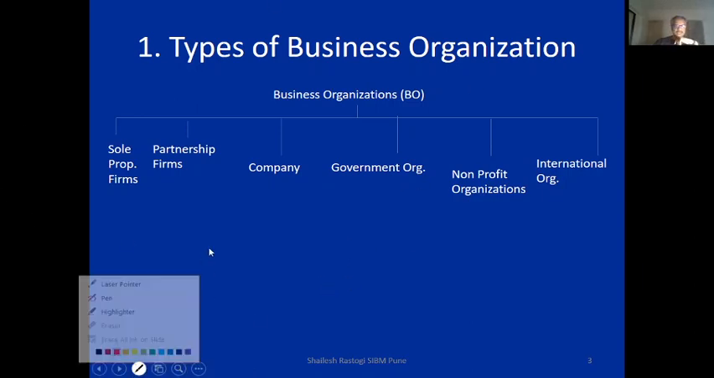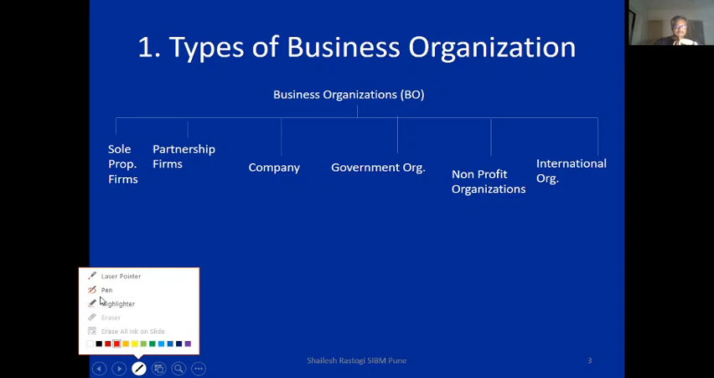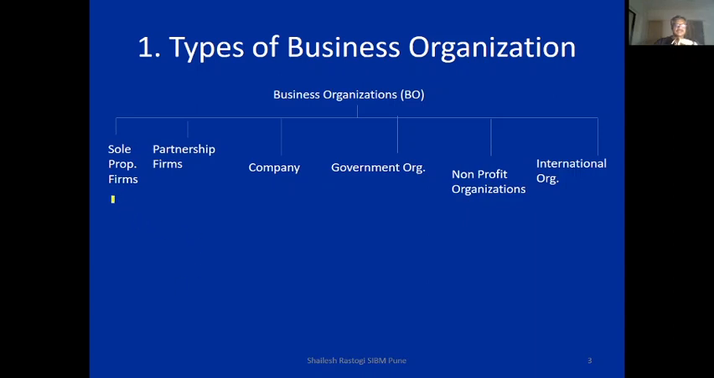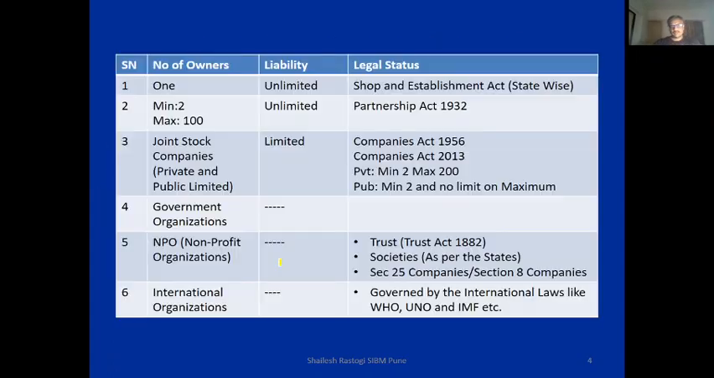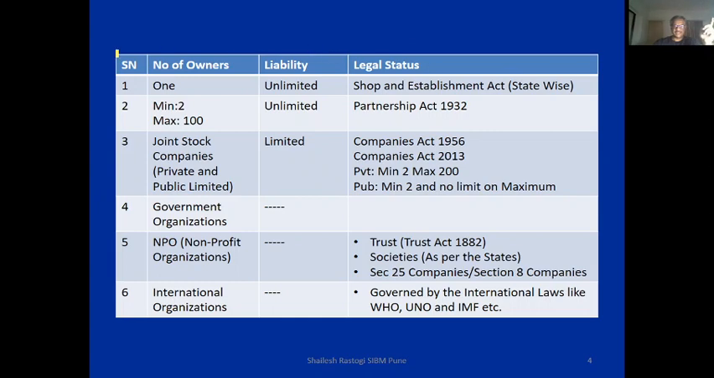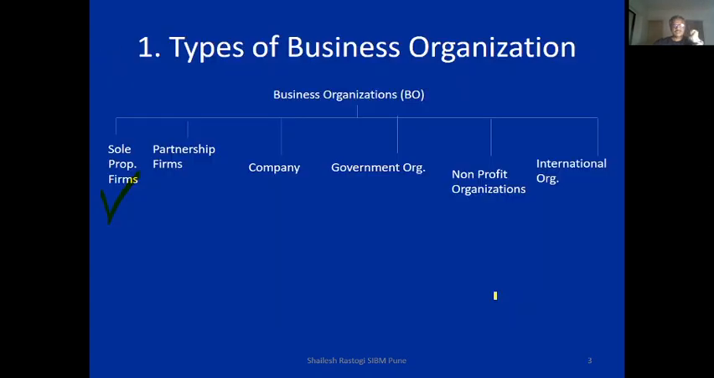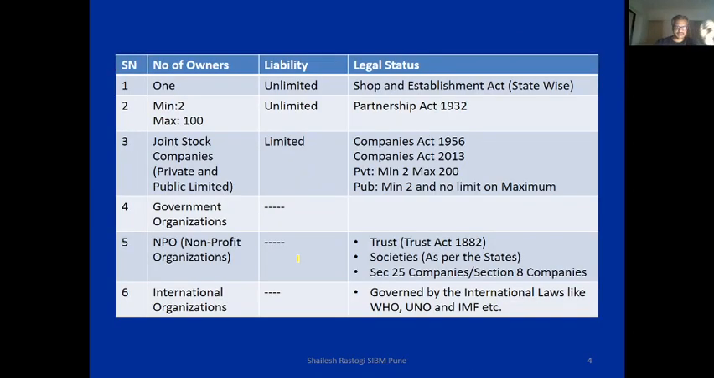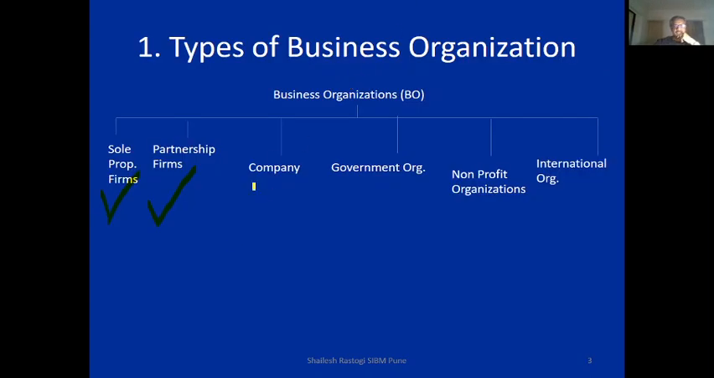If we talk about these organizations as you are finding it here, sole proprietorship firm is the firm where the owner is one. I have one more slide which gives you a brief idea, number of owners, liability, legal status and all. Then we have got a partnership firm, where the owners are more than one, but it's not a format of company, just owners are more than one, as you're finding it here. I'll come back to company.